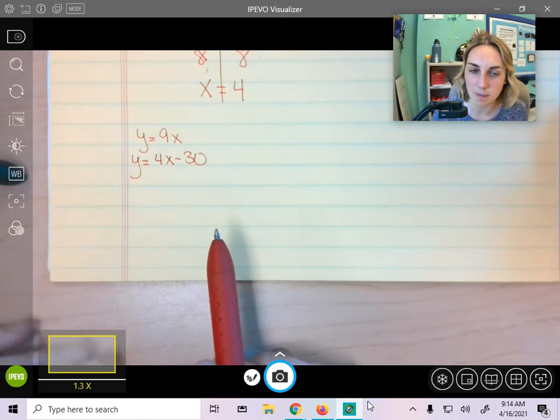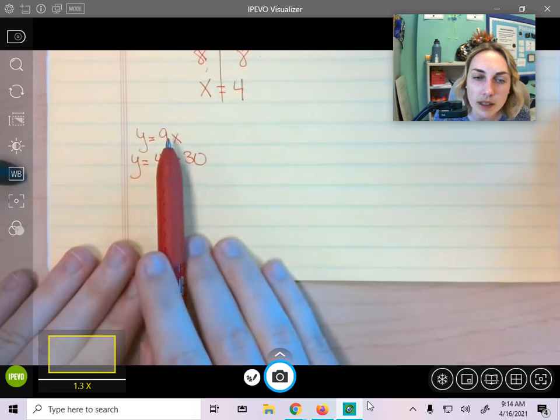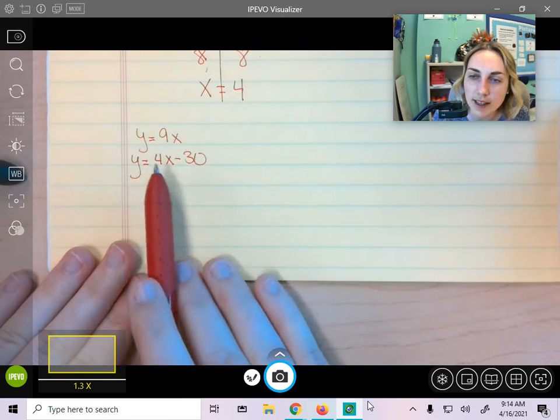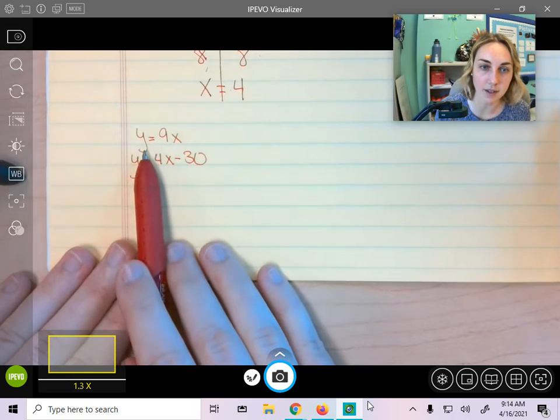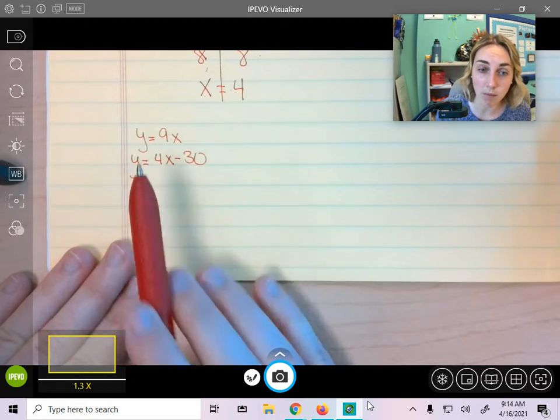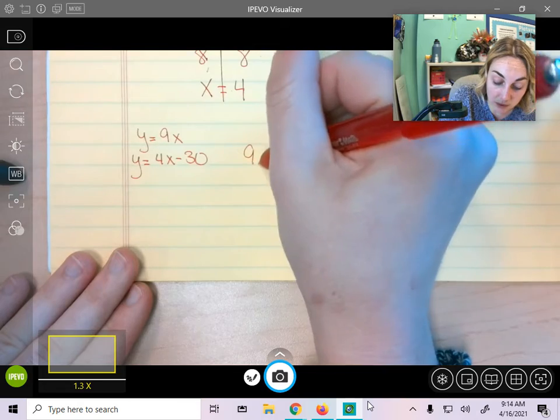So we can go ahead and do this. Well, when you have y equals a number and then y equals something else, that means that these are equal to each other. They're both equal to y. So this is what I do. Since they're both equal to y, that means they're equal to each other.